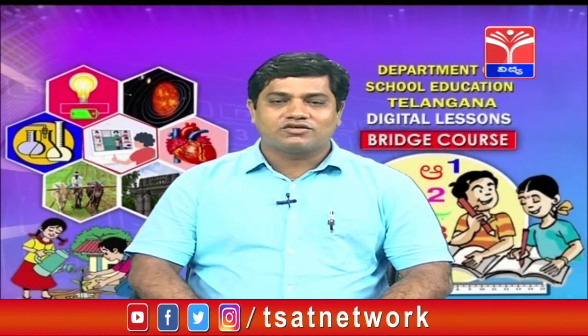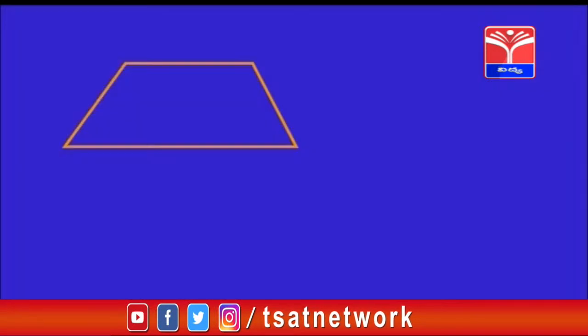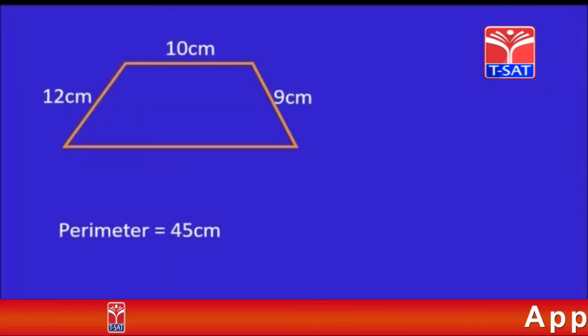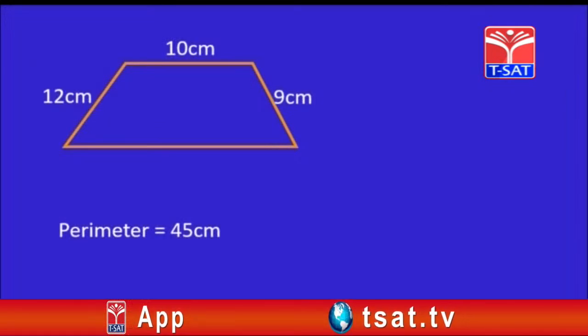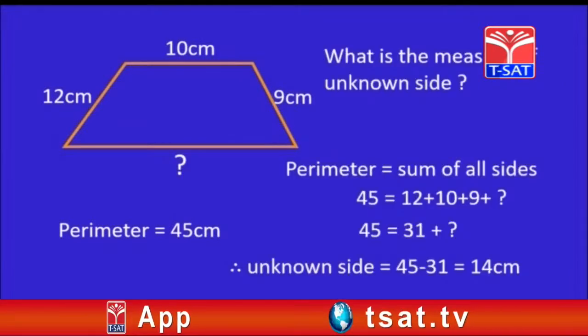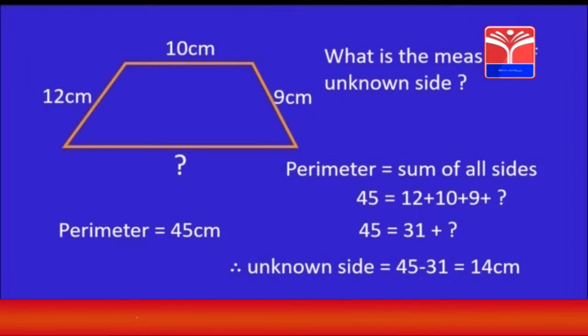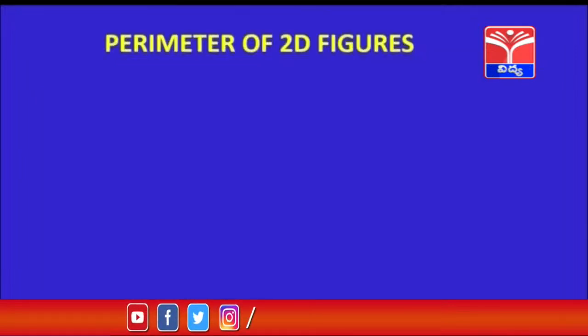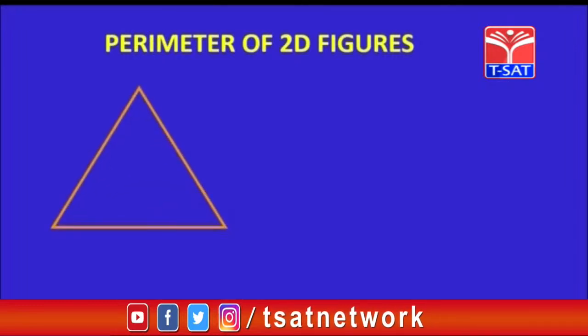Now let us take one more shape here and the measurements are given like this. Perimeter is given as 45 centimeters and the 3 measurements are 10 centimeters, 9 centimeters. With the help of perimeter, we can find any one unknown value. Let us come to 2D shapes to find their perimeters. Observe the figure appearing on the screen.